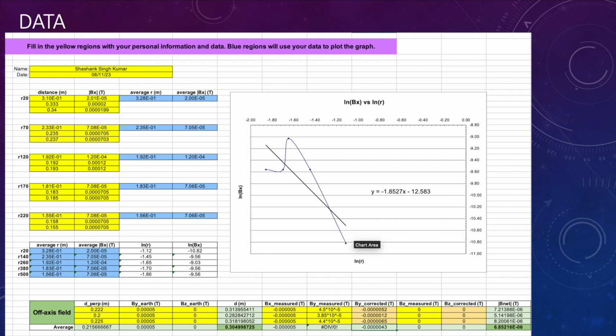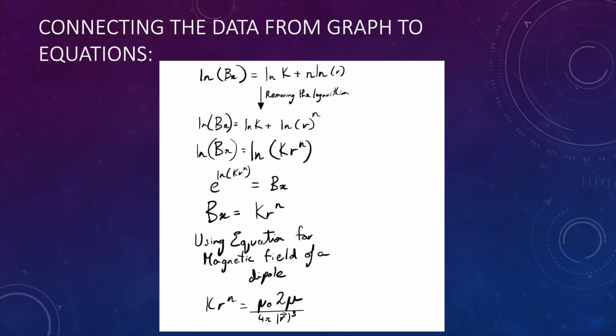The Bx value was calculated for the off-axis magnetic field by taking the ln Bx versus ln R graph and then removing the lns by using various rules of logarithm. Over here I have shown the calculations involved in converting the formula ln Bx = ln k + n ln R to k R^n = μ0 μ / (4π |R|³). This successfully connects the equation from the graph to the Biot-Savart law. All I have done is remove the logarithm from the original equation.